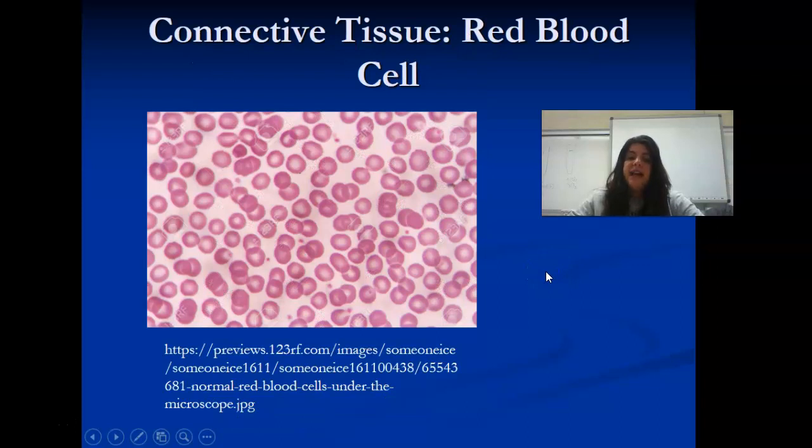Moving on to connective tissues. Here are your red blood cells. These look like small red circles, kind of referred to as donut shaped because of that, lighter colored inside or middle part.